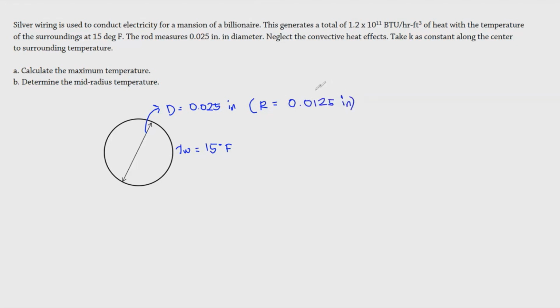inch. Now it also says here that we need to neglect the effects of convection, and we take K as a constant from the center to the surrounding temperature. So K is constant.